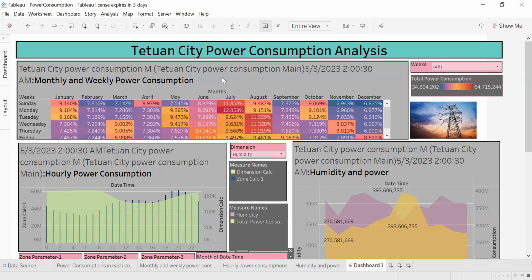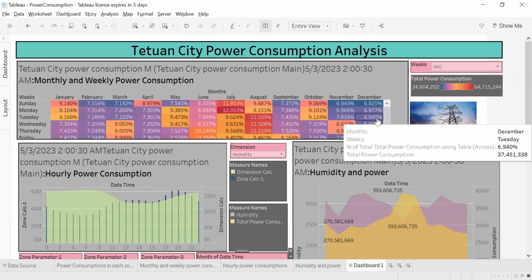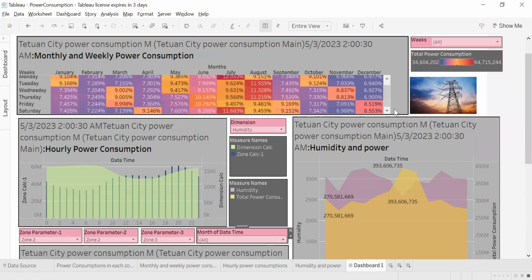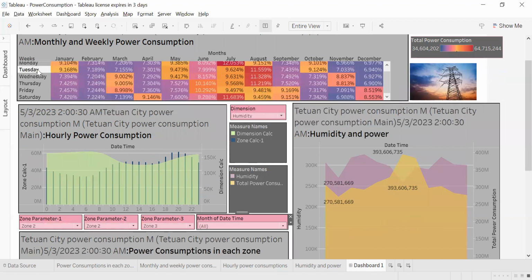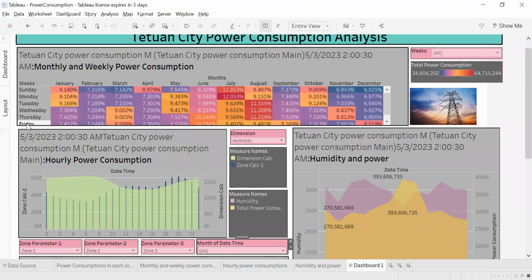So in our case, July and then August have the highest consumption, and when we see here, December has the least consumption. Therefore, it is clear that in the month of July, from Monday to Thursday, there is the highest power consumption.